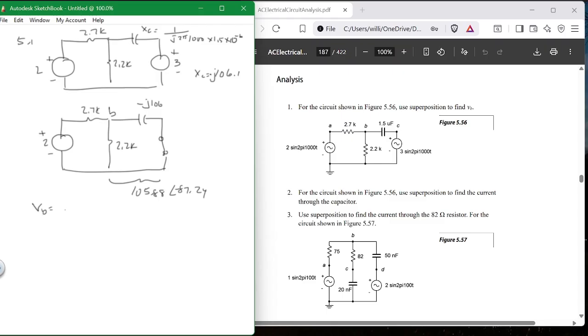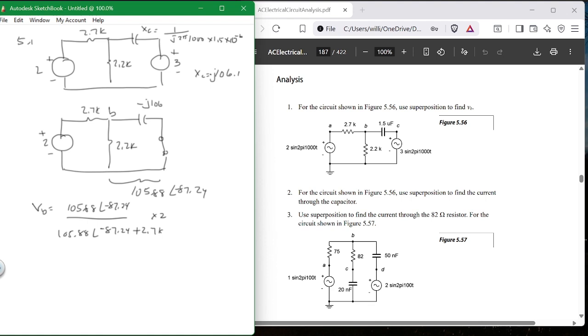So VB is equal to 105.88 at angle minus 87.24 over 105.88 at angle minus 87.24 plus 2.7K, times 2. That's our voltage at VB for the left side. All right, what is the answer to that? The magic calculator is the only way to get this. So you gotta use this calculator or else you're dead. This is not an easy one.